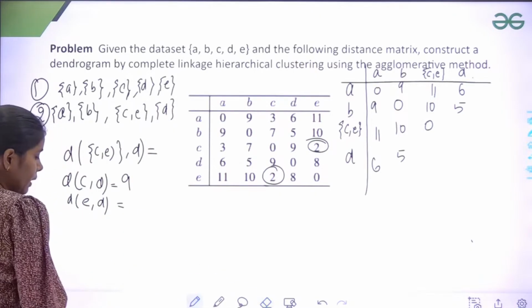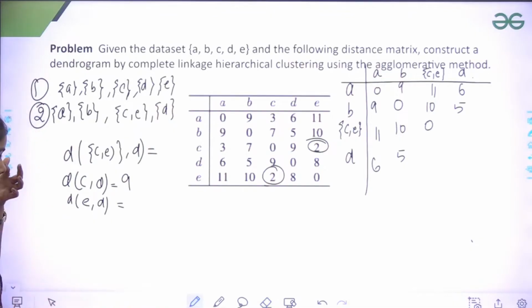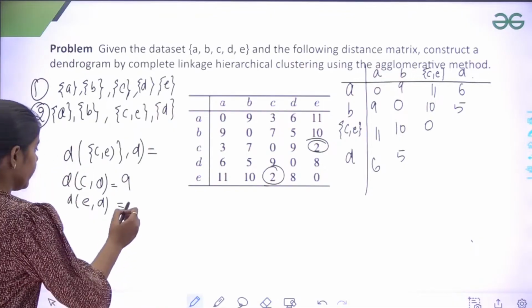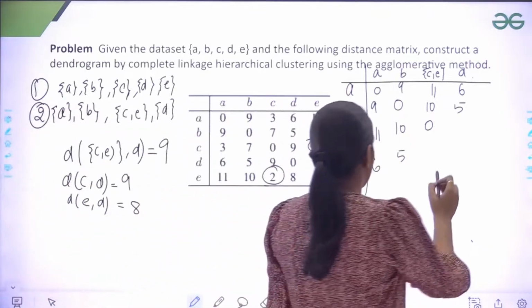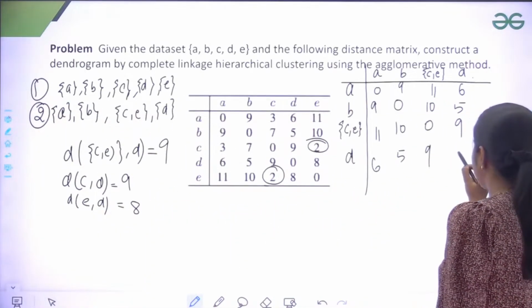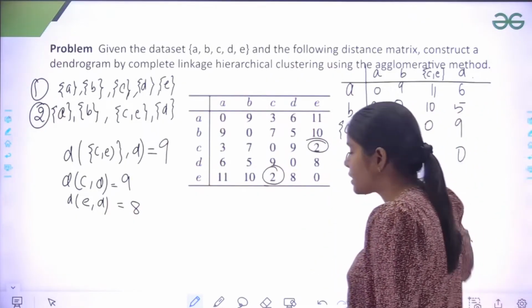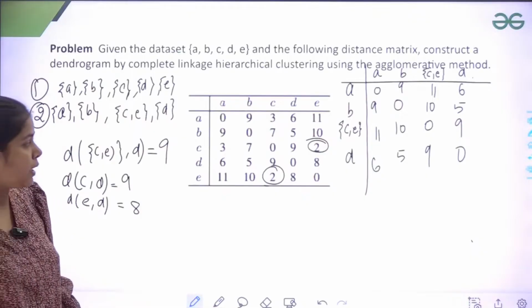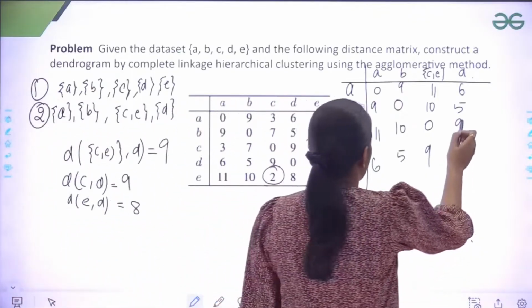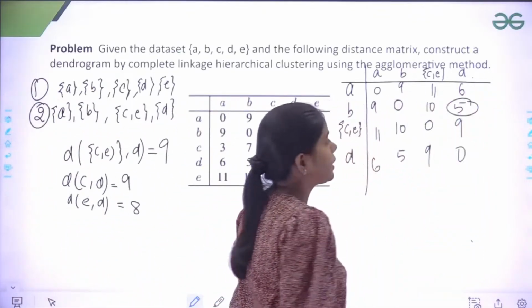What is distance of E comma D? 8. Right? So whatever is maximum, that means 9 is maximum, so I'll write down here 9. So this would be 9 and this is 0. Can you tell me which distance is minimum now? Because I have to combine whichever is minimum. Here I can see that this 5 is minimum, so that means B and D get combined.